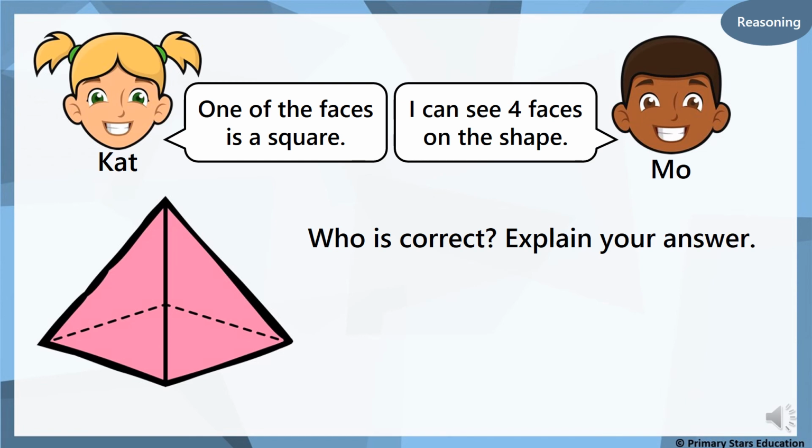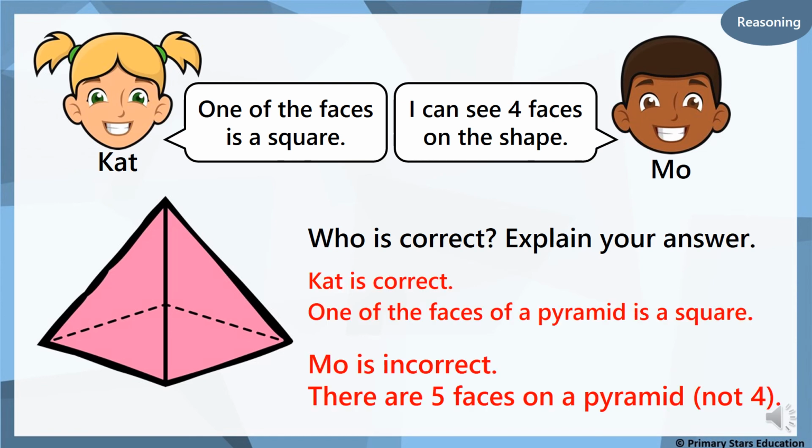Okay, so let's see who is correct. Kat is correct because one of the faces of the pyramid is a square. If you look at the face at the bottom, it's a square-based pyramid, so there is a square there. Mo is incorrect because there are 5 faces on this pyramid, not 4. Okay, can you see all of those faces?